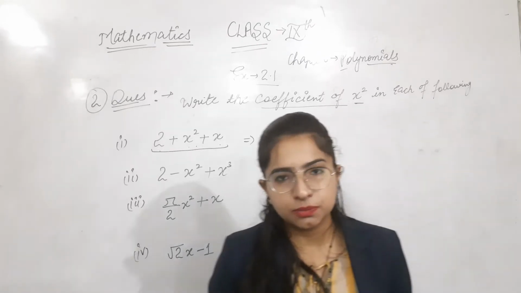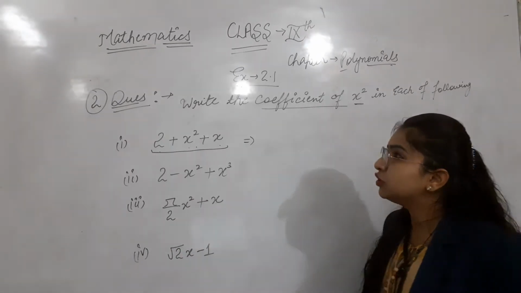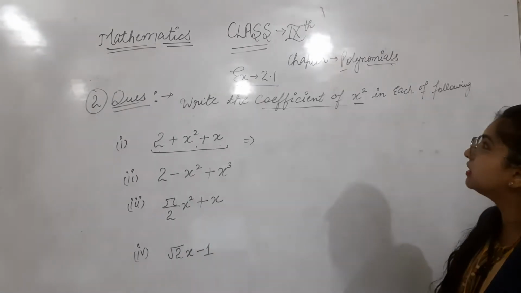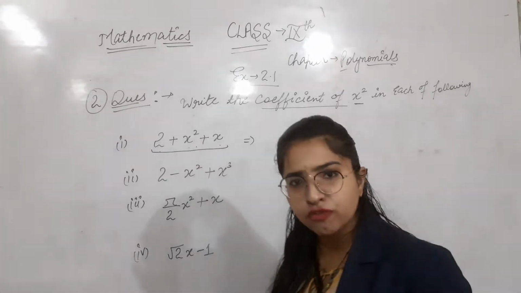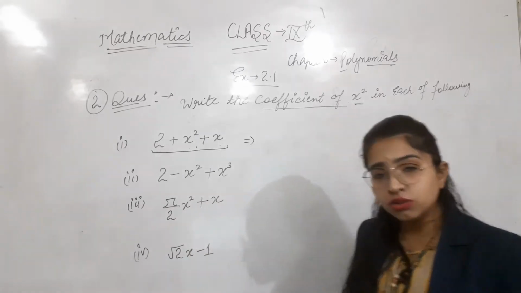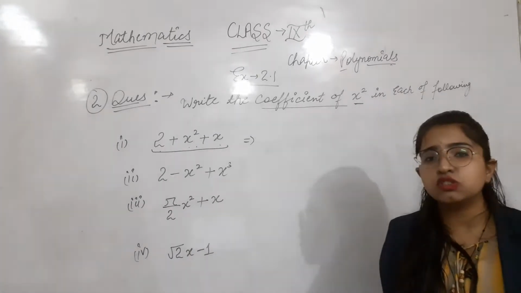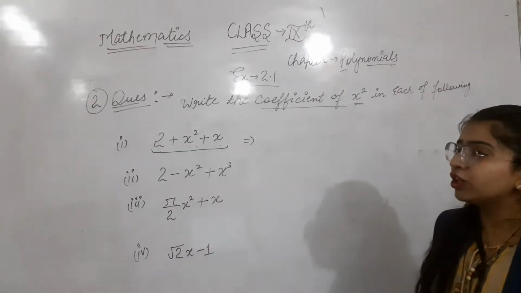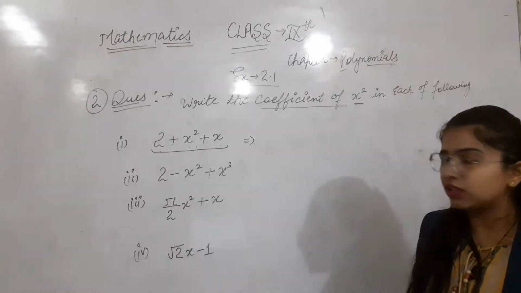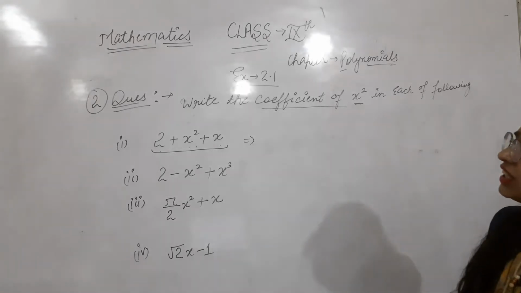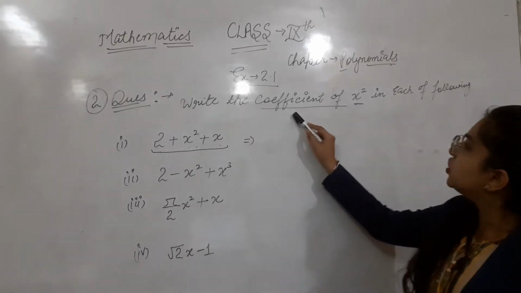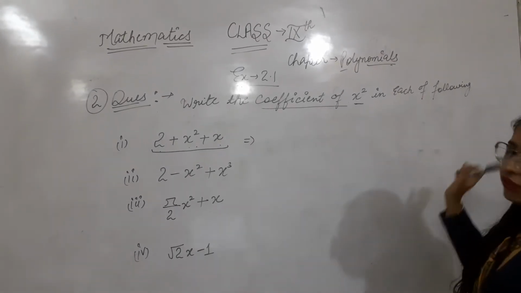Hello students, this is Muskan Makani and today we are going to discuss the chapter Polynomials. In the first lecture we discussed the introduction of polynomials and also did the first question of Exercise 2.1. Now I am going to discuss question number 2 first and then we will proceed further. The second question is: write the coefficient of x square in each of the following.